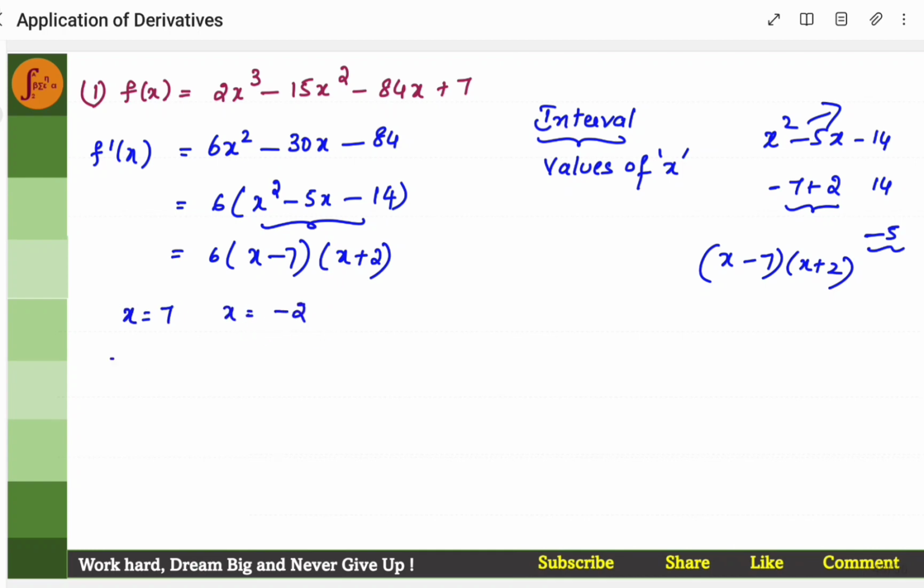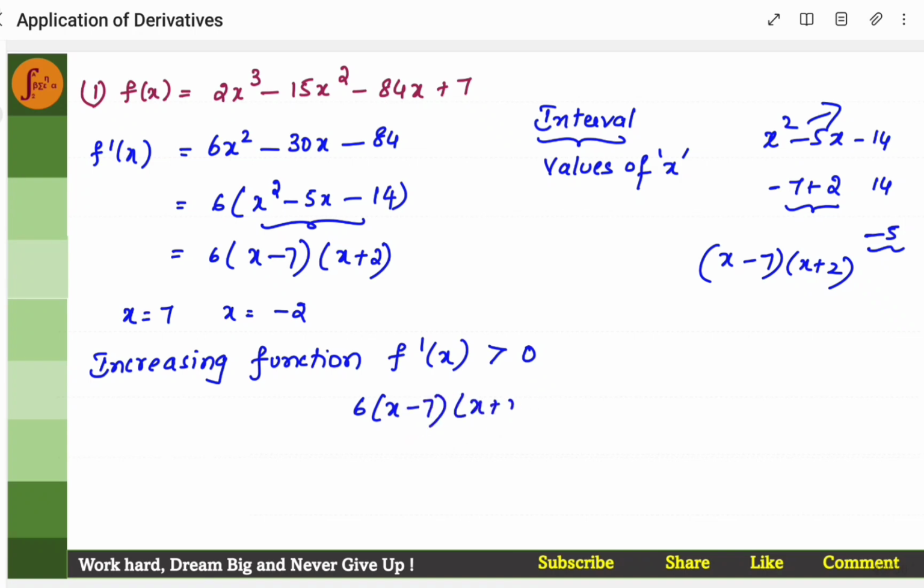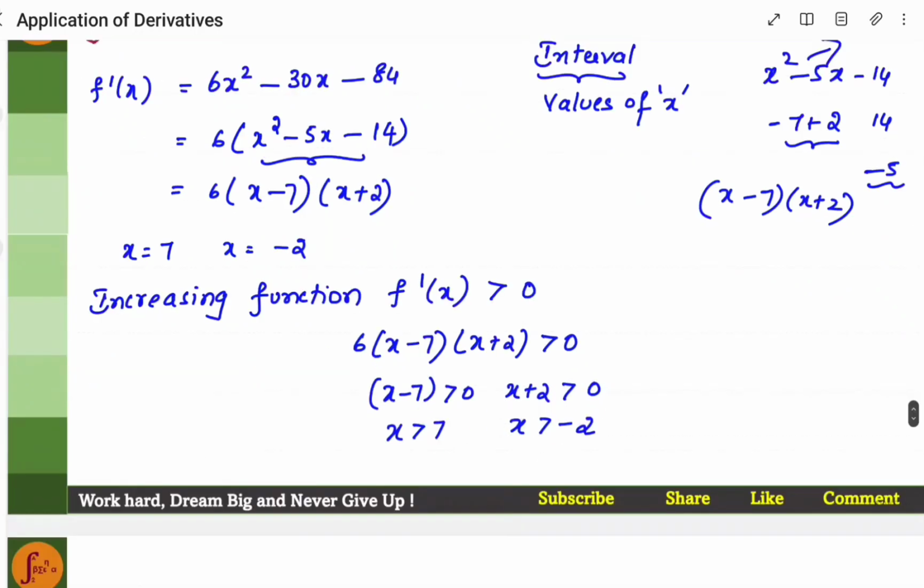See, you can write it like this also. For increasing function, derivative of the function should be greater than 0, right? Which means 6 into x minus 7 into x plus 2 should be greater than 0. Now I'll use a wavy curve method. I use wavy curve method to find the interval, right?